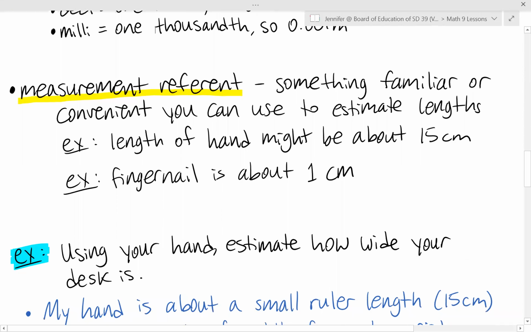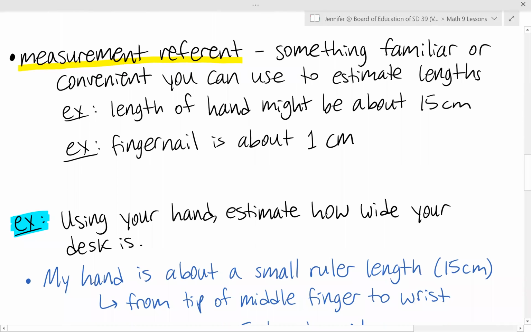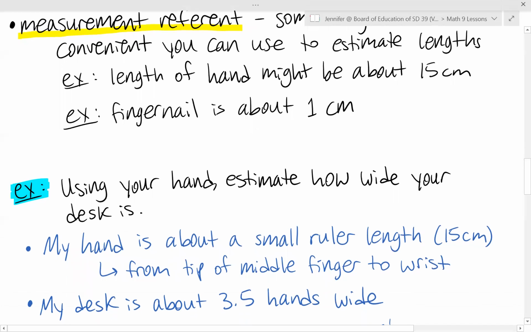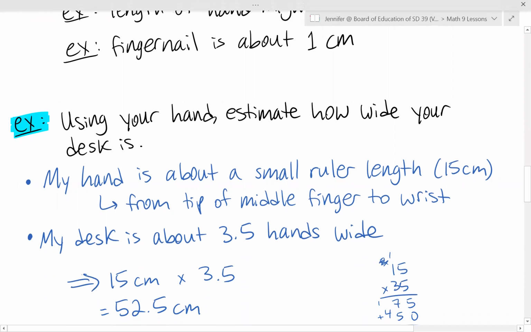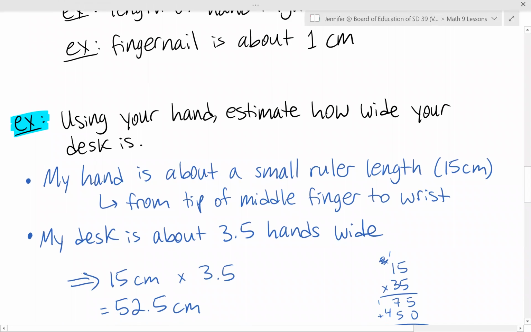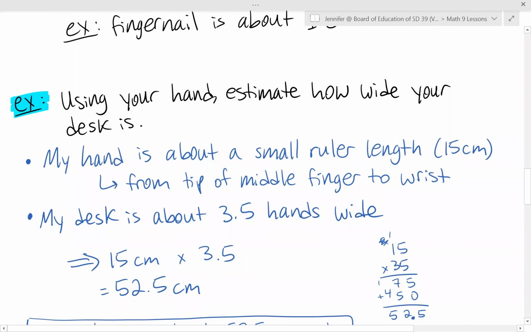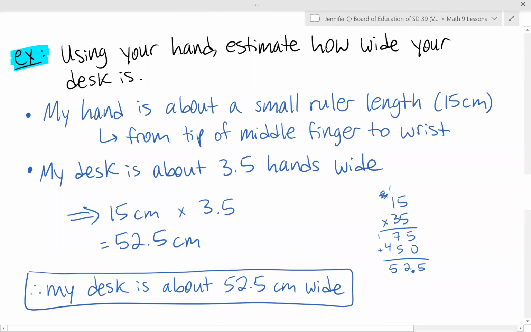So for example, use your hand and estimate how wide your desk is. So I already said that my hand is about a small ruler length, so 15 centimeters. And if I go across my desk, which I'm doing now and you can't see, there's about 3.5 hands wide. That's the width of my desk. So if one of my hands is about 15 centimeters and there's 3.5 of them, I just multiply those together and I would get 52.5 centimeters. So my estimate is that my desk is about 52.5 centimeters wide.